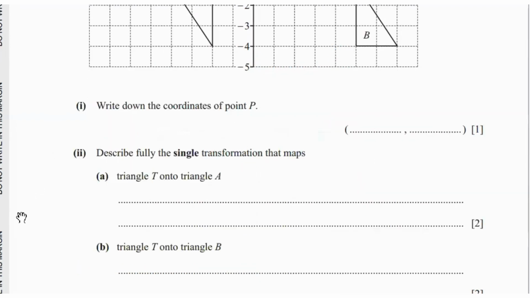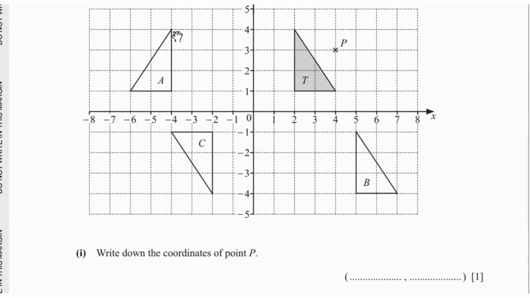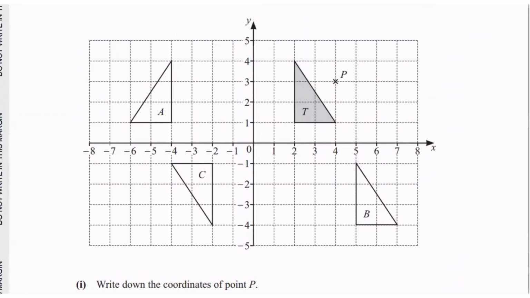Then it says describe fully the single transformation that maps triangle T onto triangle A. So triangle T onto triangle A is a reflection. The reflection is in the X equals -1 line.